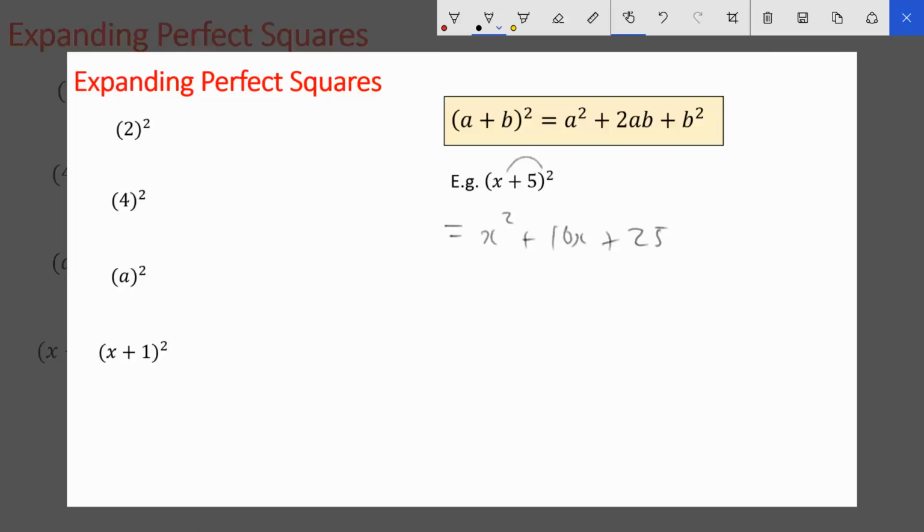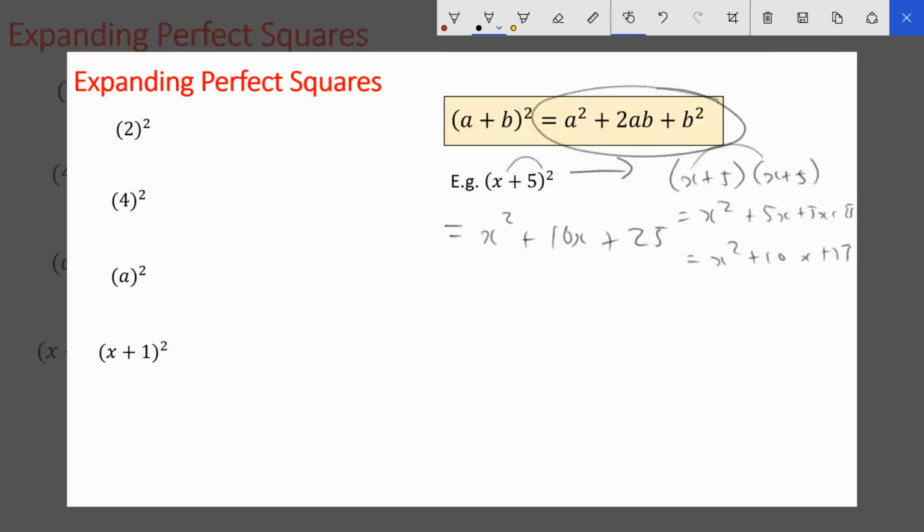What I don't want you to do is this. x plus 5 times x plus 5, and then you write out x times x is x squared, and then plus 5x plus 5x plus 25, and then you write out x squared plus 10x plus 25. I don't want that. That's what you did in year 8. That's what you did in year 9. Might have learned in year 10. But I want you now to get proficient with this rule. Okay, so let's do a couple of examples now.